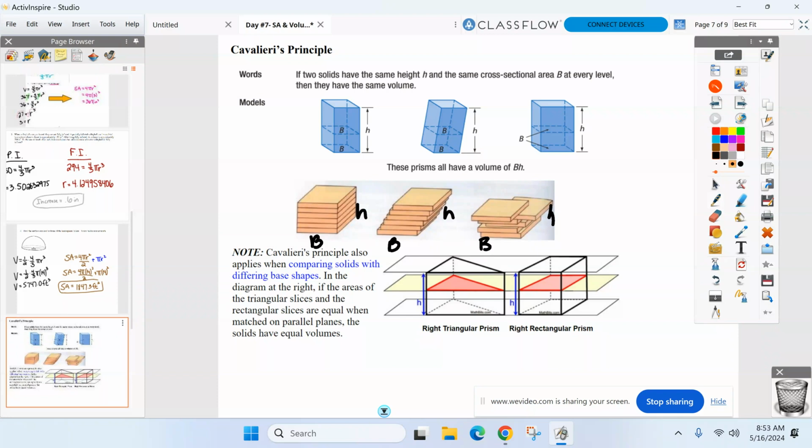You don't go by looks and say, oh, well, that looks bigger or that looks more organized, so I'm going to say that has the bigger volume. No. As long as the areas of their bases are the same and their heights are the same, they're going to have the same volume.